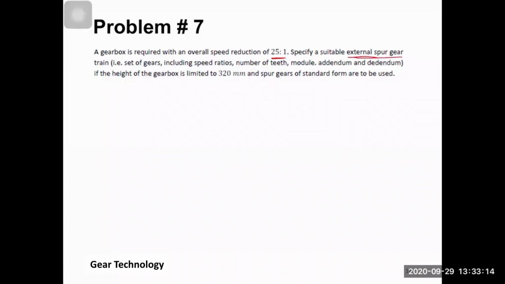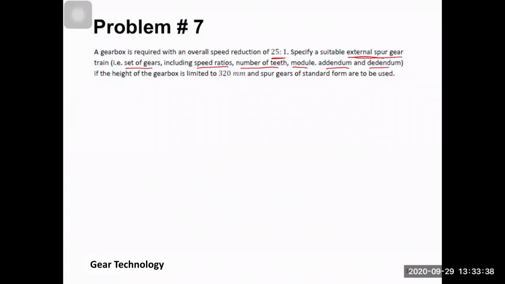The ones that we have been studying so far are called external spur gears. Sometimes they call them a set of gears, including the speed ratios and number of teeth. So these are the things that are required to be identified: the speed ratios, the number of teeth, the module, addendum, dedendum, etc.